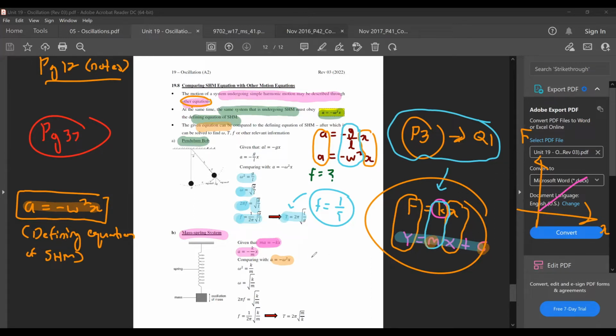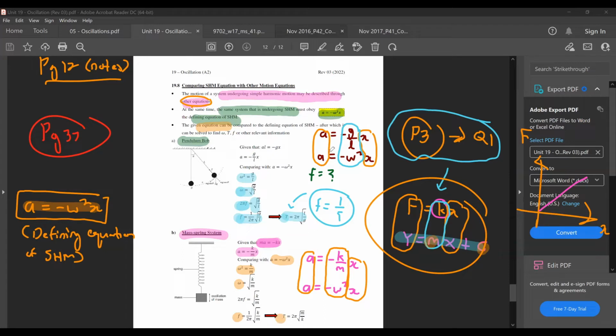So ma equals negative kx will be similar to a equals negative k over m times x. So from here, a is negative k over m x, you compare with a equals negative omega square x, and you can now say that a is a here. Then omega square is k over m, and x is still x. From here, you can work out your omega, your f, and your T.